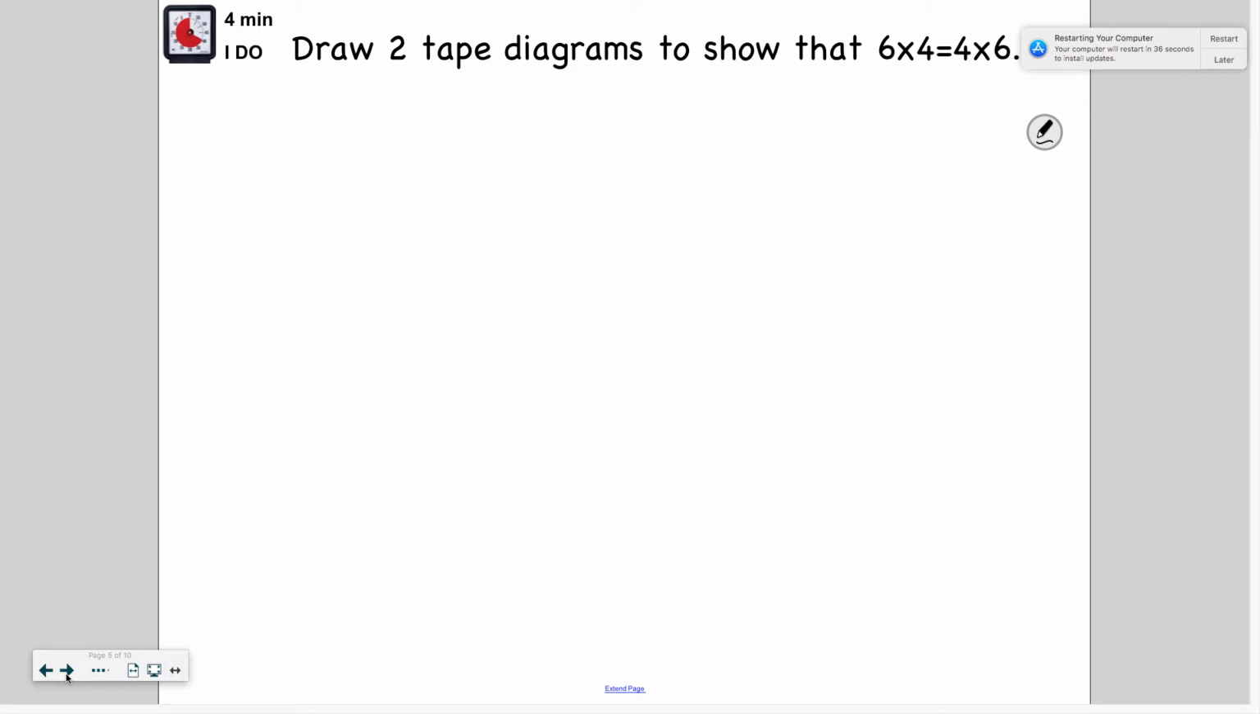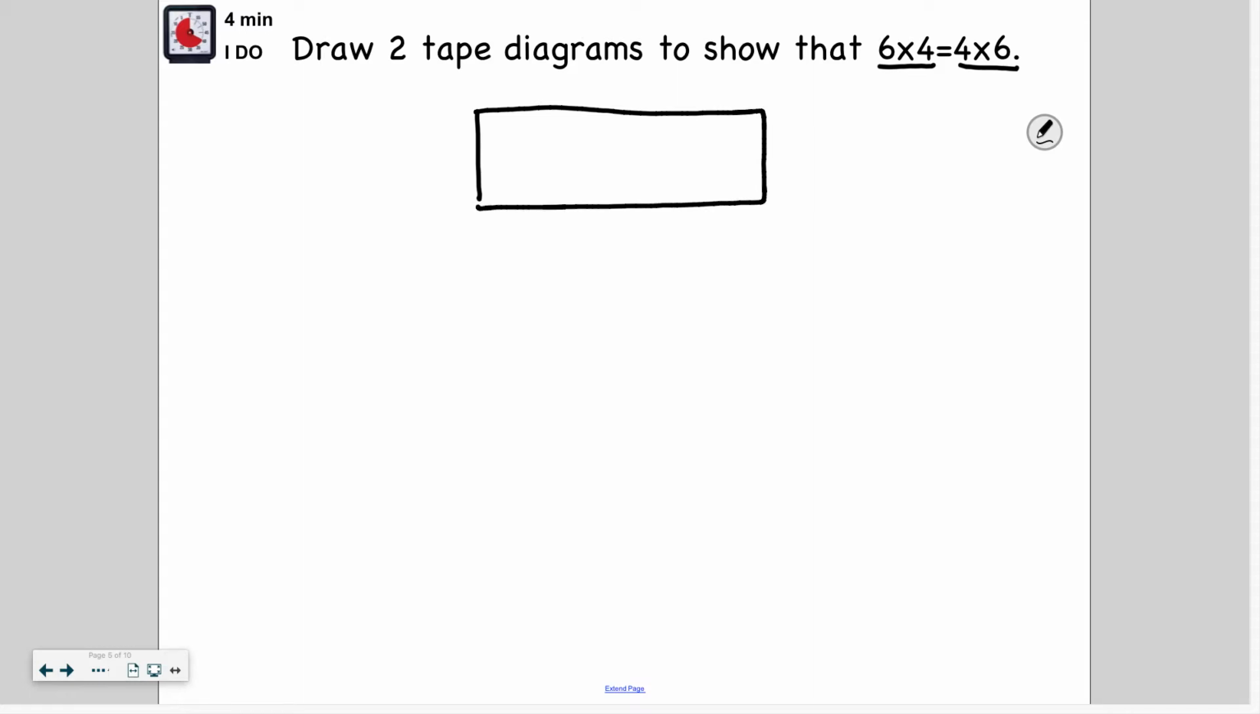You may or may not remember that the commutative property of multiplication simply means that switching the order of the factors does not change my answer. That's why here 6 times 4 equals 4 times 6. It doesn't matter if I write the 6 first or the 4 first, I'm going to get the same product. And I'm going to draw a tape diagram to prove that. Well, 2 tape diagrams.